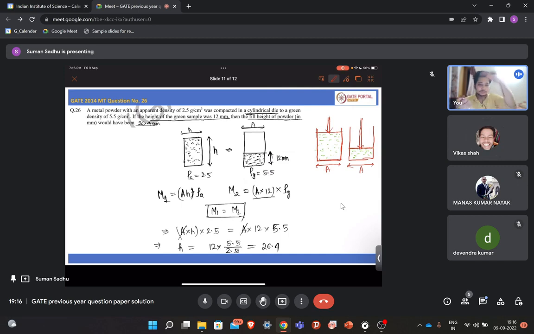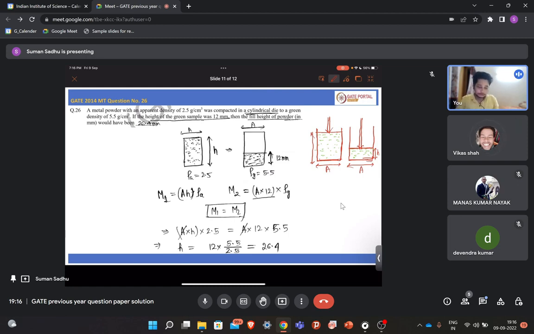So when you are compacting it, the height of the soil level will change, but the area of the glass will not change, right? So that means this area will be the same. Only the height will change, and because of this height change you will have the volume change.